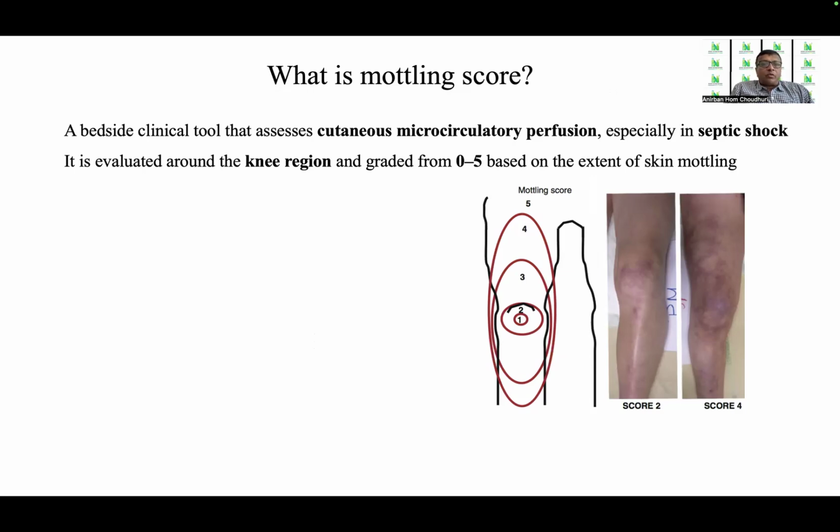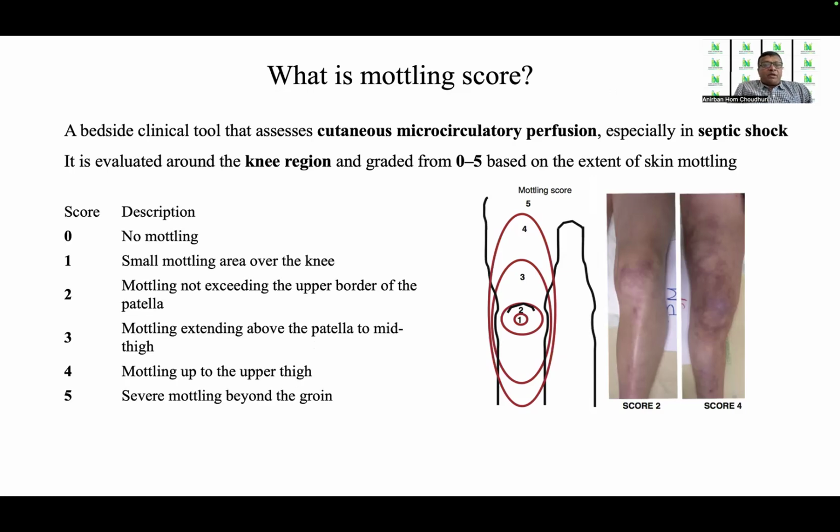Now, this mottling score is evaluated around the knee region, as you can see in this image, where it has been graded from 0 to 5 based on the extent of skin mottling. If there is no mottling, obviously it is 0. But when it is a small mottling area over the knee, it is 1. Mottling not exceeding the upper border of the patella is 2. Mottling extending above the patella to the mid thigh is 3. Mottling up to the upper thigh is 4. And severe mottling beyond the groin is 5.